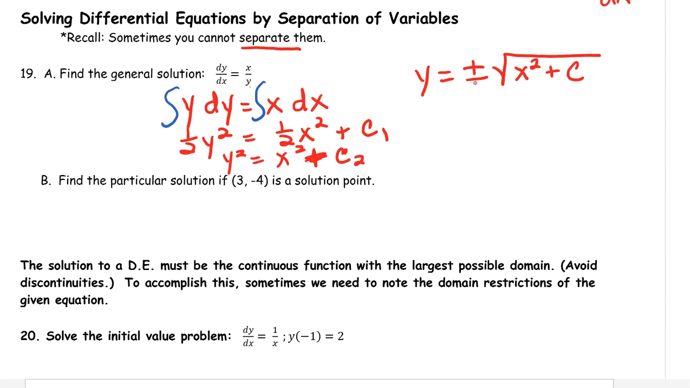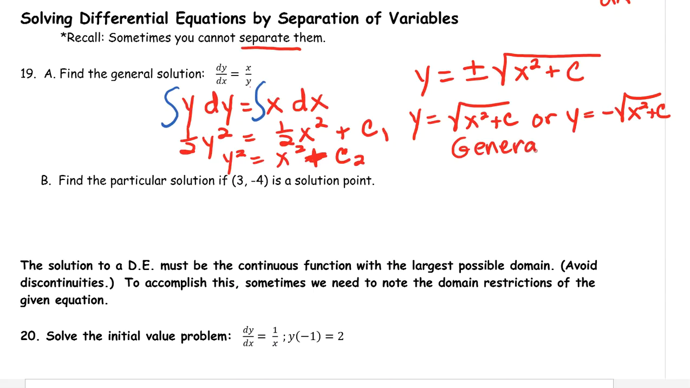So this general solution is either going to be the positive branch or it's going to be the negative branch, so that it is a function and passes the vertical line test. So this is our general solutions. And then in part B, we're asked to find a particular solution when we have an initial value.